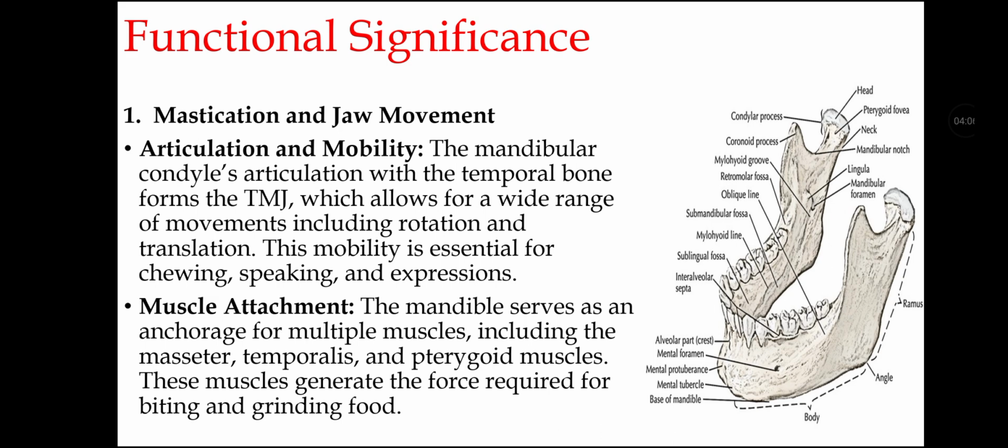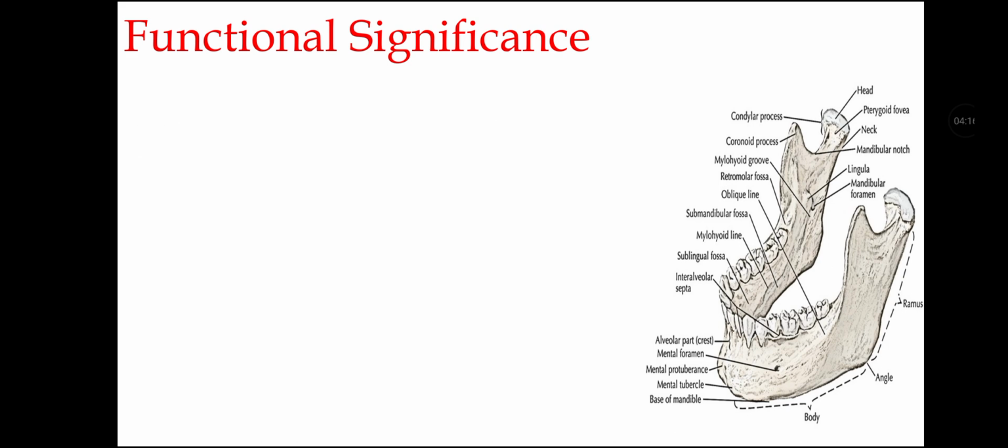Then there is muscle attachment. The mandible serves as an anchorage for multiple muscles, including the masseter, temporalis, and pterygoid muscles. These muscles generate the force required for biting and grinding food.